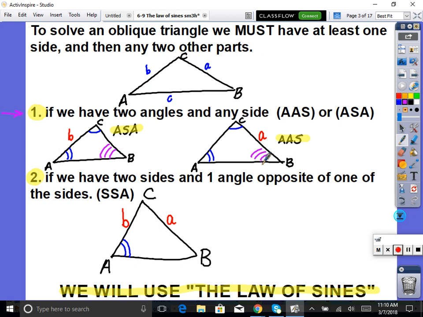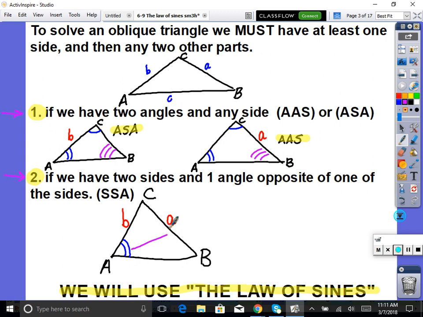Now, second, if you're given two sides and an angle, as long as the angle is across from one of the given sides, notice, then you can use the law of sines. So once again, if you're given two sides and just one angle, you won't be able to find this angle and this angle quickly, but you will be able to go through and solve this as long as the given angle is across from one of the given sides.